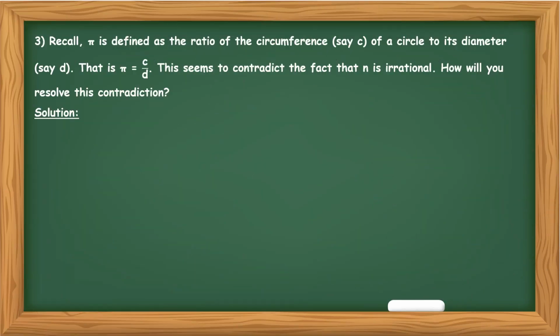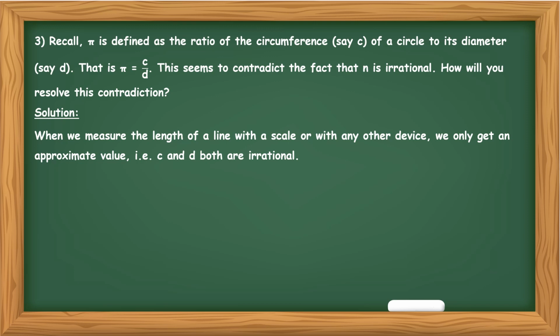Recall, pi is defined as the ratio of the circumference, say C, of a circle to its diameter, say D. That is, pi equals C by D. This seems to contradict the fact that pi is an irrational number. How will you resolve this contradiction?